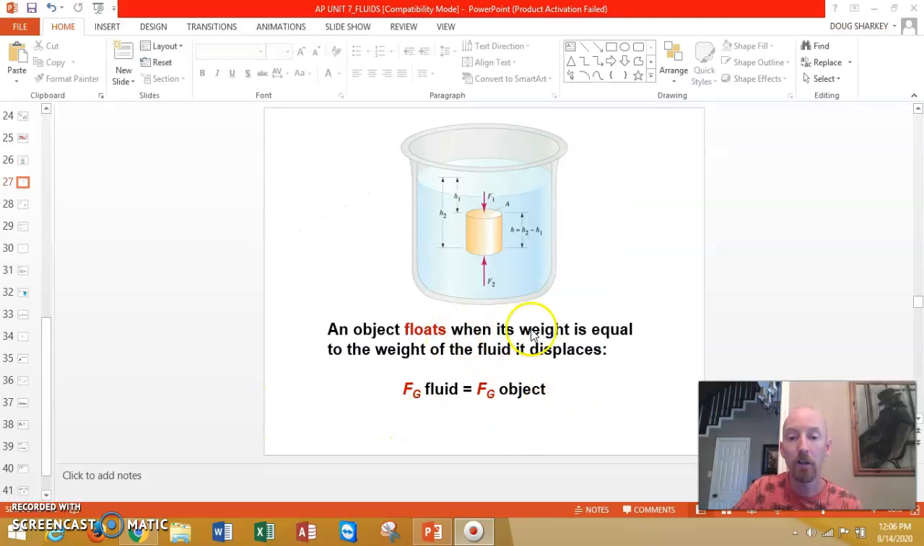So to recap, an object floats when its weight is equal to the weight of the fluid it displaces. Full stop.